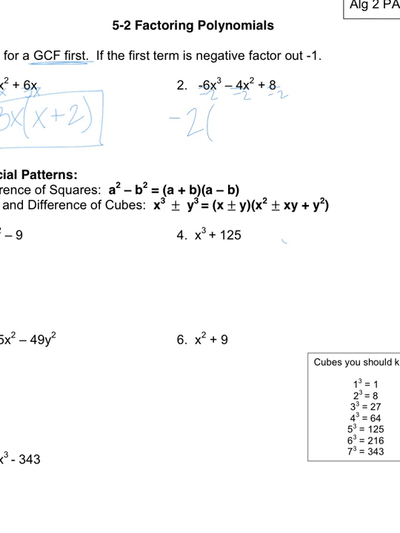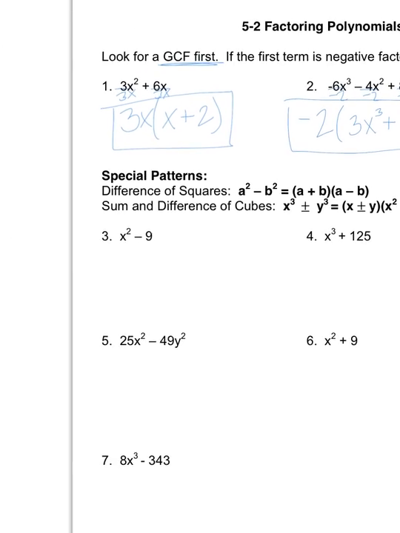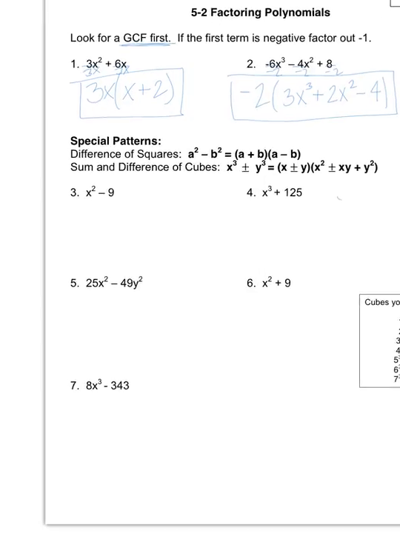So you would have left 3x cubed plus 2x squared minus 4. Okay, again, you can distribute that -2 to all three of those terms, and then it should give you back your original trinomial that you had. So you're always checking for GCF first when you're factoring. Okay, let's look at some special patterns that we will be seeing.